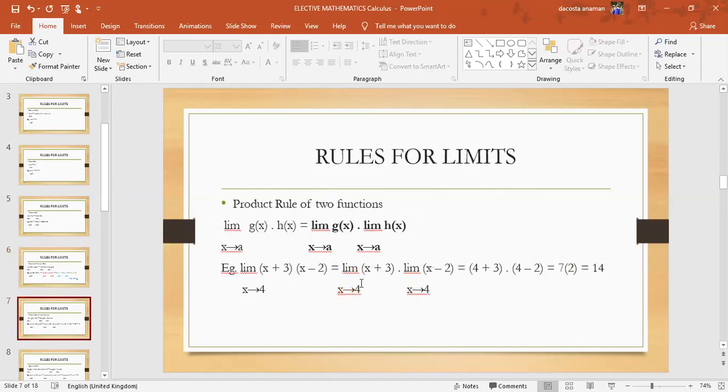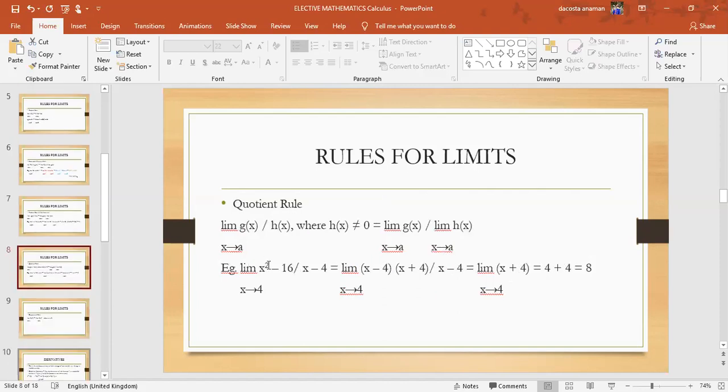We talked about the product rule when one function is multiplying another function in a limit. So in this instance, for example, the limit of (x plus 3) multiplying (x minus 2), x approaching 4. You have to separate them first before you solve. So you have the limit of x plus 3, x approaching 4, then the limit of x minus 2, where x is approaching 4. Before you substitute your 4, 4 plus 3 times 4 minus 2, that will give you 7 times 2, that is equal to 14.